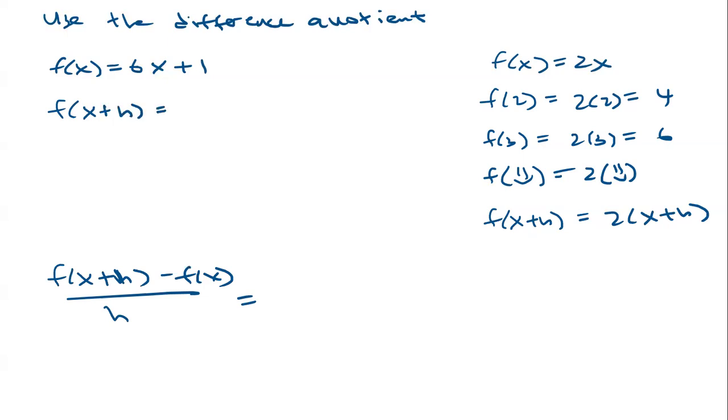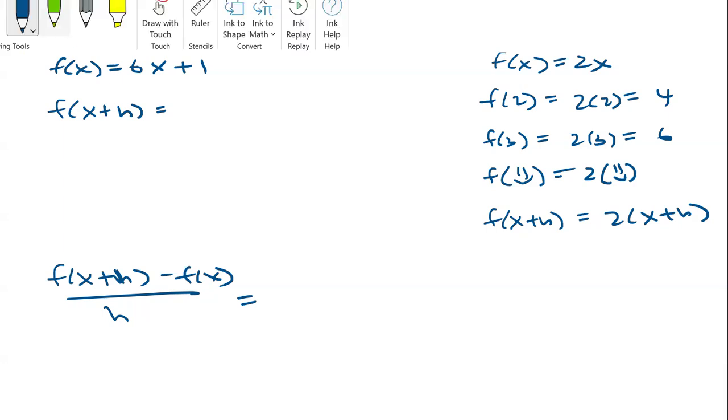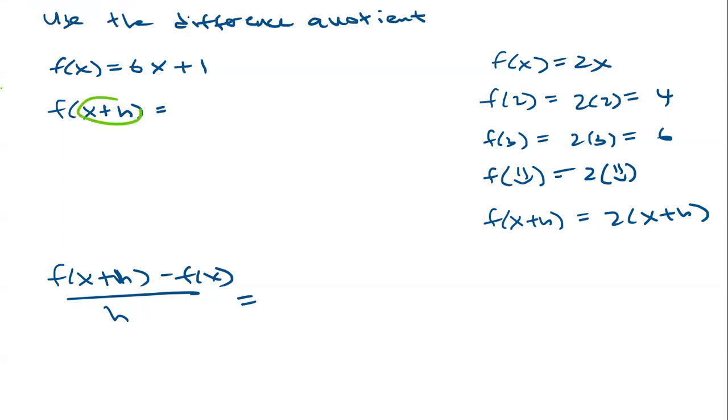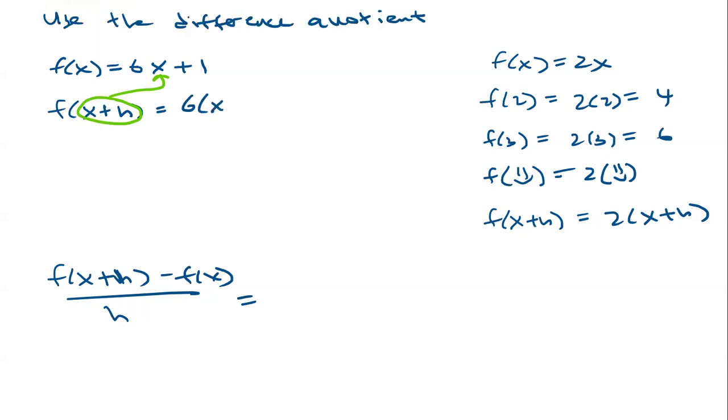Okay? So let me pause. Whatever is in my parentheses, that's what I plug in for x. So again, in this case, I had x plus h. So I'm going to plug that in there, right? So every time I see an x, I'm going to plug in x plus h. So here I'm going to have 6 times x plus h plus 1. Okay? Remember that. So now I have all the information that I need.